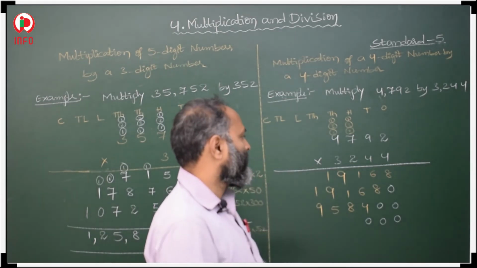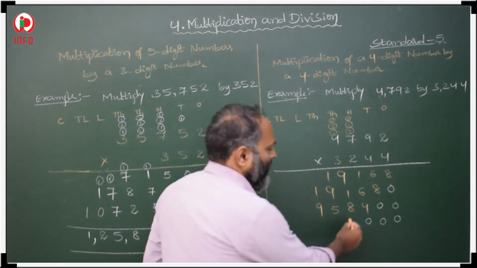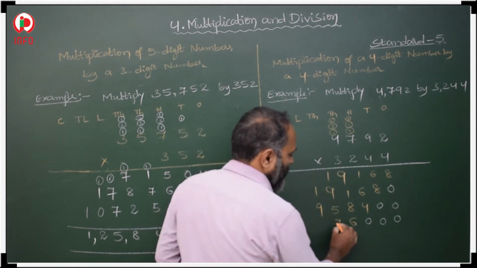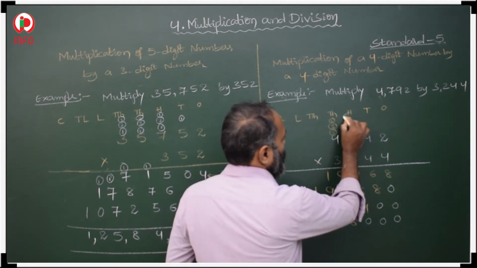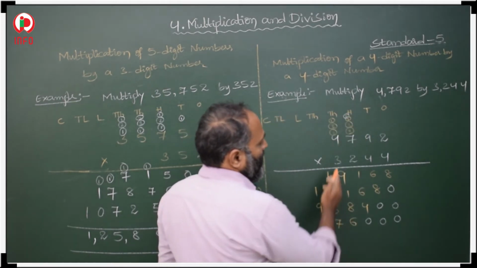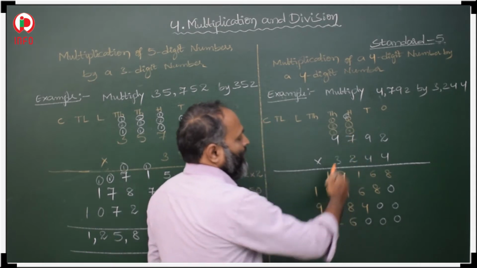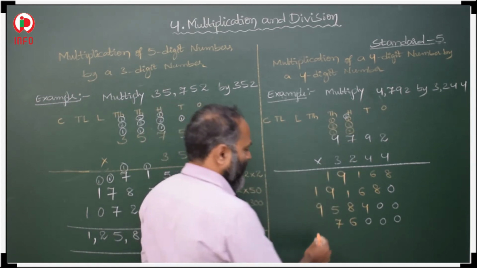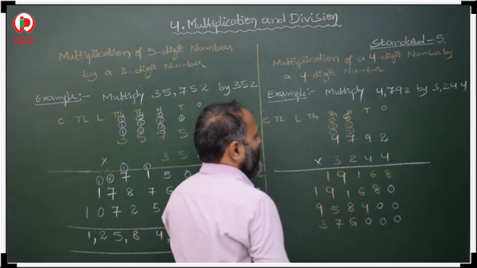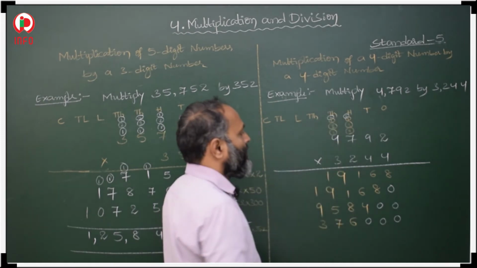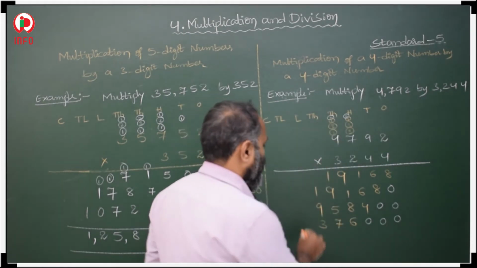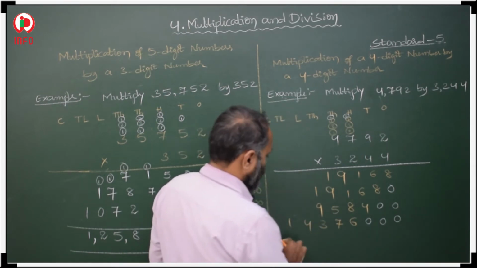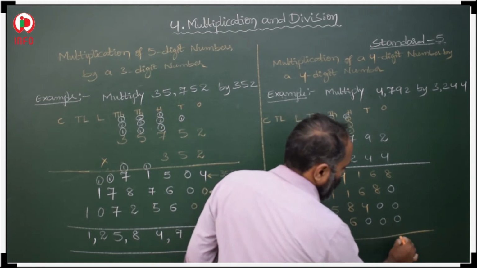Now you start with 3. 3 twos are 6. 3 nines are 27. 7 here and 2 here. 3 sevens are 21. 21, 22, 23. 3 here and 2 here. Next, 3 fours are 12, 13, 14. 14 like this. Okay.